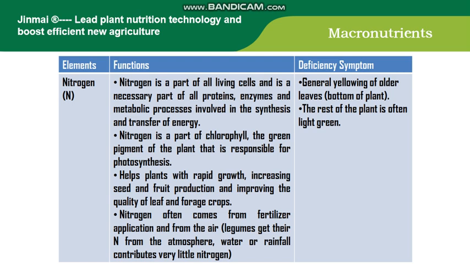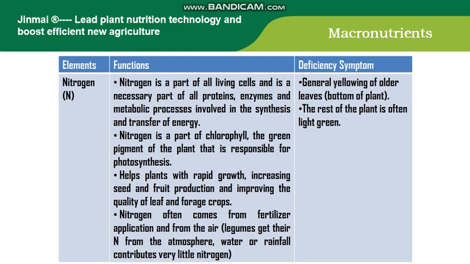Nitrogen is a part of chlorophyll, the green pigment of the plant that is responsible for photosynthesis. Helps plants with rapid growth, increasing seed and fruit production and improving the quality of leaf and forage crops. Nitrogen often comes from fertilizer application and from the air. Legumes get their N from the atmosphere. Water or rainfall contributes very little nitrogen.